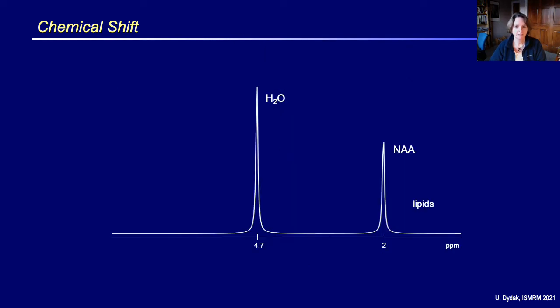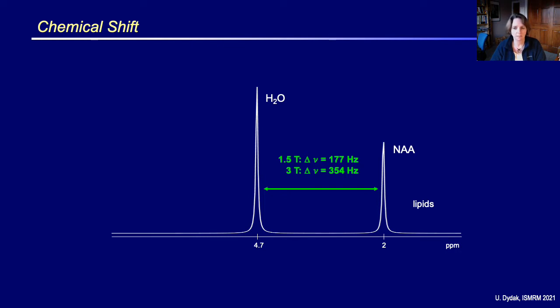The chemical shift in Hertz is proportional to the magnetic field strength. Thus, if measured in Hertz, the difference between this NAA peak here and the water peak is 177 Hertz at 1.5 Tesla, but double that, 354 Hertz at 3 Tesla, and yet another number at 4 Tesla or 7 Tesla.